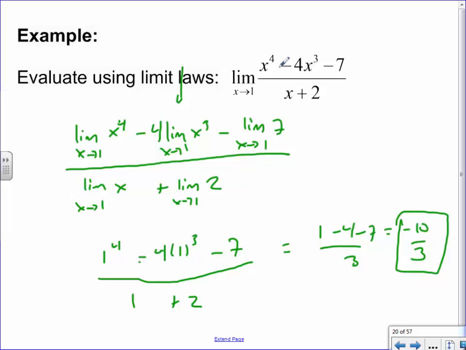Essentially, all I was doing is just plugging in a 1 for every single one of these numbers and seeing what you get. 1 minus 4 is minus 3, minus 7 is minus 10, 1 plus 2 is 3. You can kind of just go to this point here, but I want to show you how the limit laws work as well, because we're going to need those in other proofs later on.